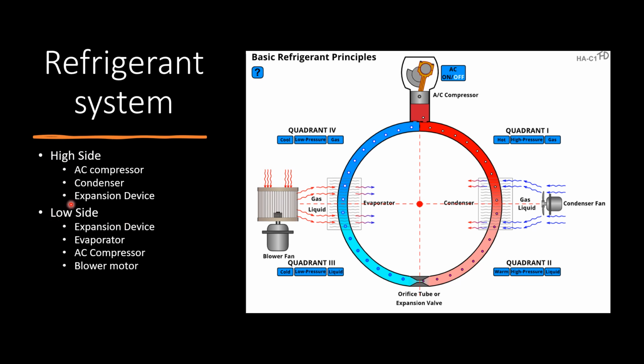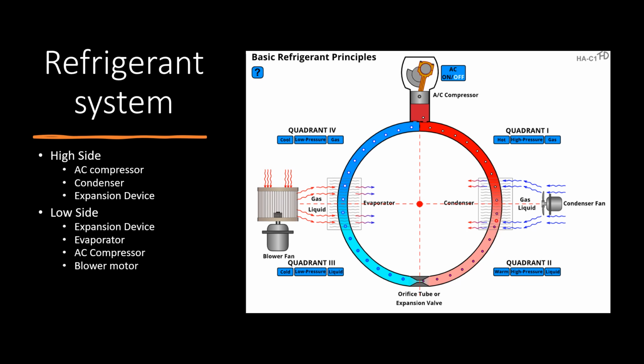I'm going to run through the system real quick and how the refrigerant flows through the system. We're going to start at the AC compressor, converting it into high pressure gas. It's going to convert our refrigerant into a high pressure gas that's going to move down to the condenser. The condenser is going to cool this high pressure gas and convert it into a high pressure liquid.